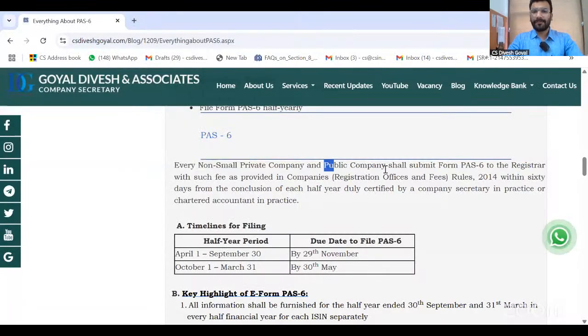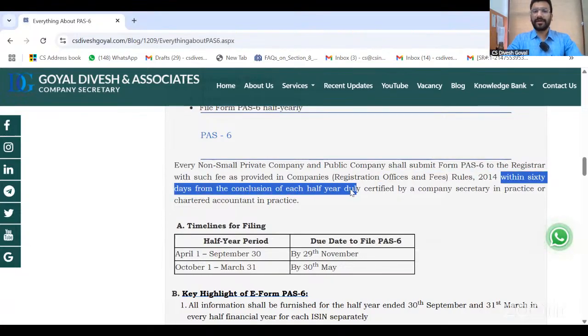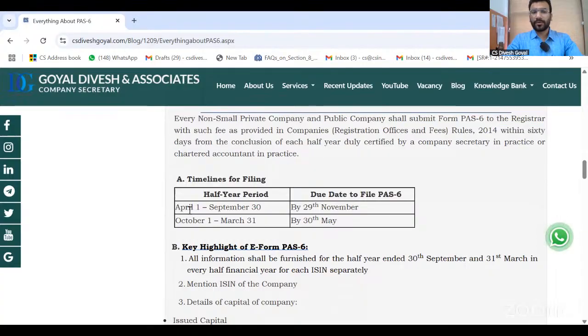PAS-6. Every non-small private company or public company shall submit PAS-6 to the ROC within 60 days from the conclusion of the half year. So the half year concludes from April 1st to September 30. The due date is 29th November. And for the period ending on 31st March, the due date is 30th May. Today is the 20th May. So the due date is the 30th May.